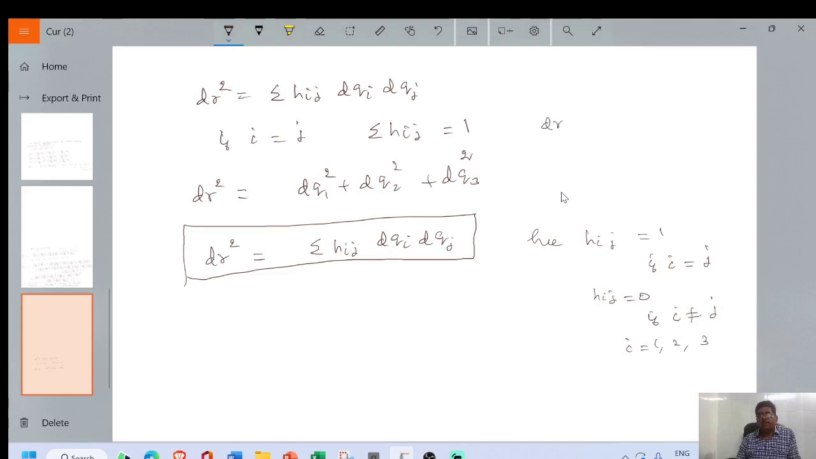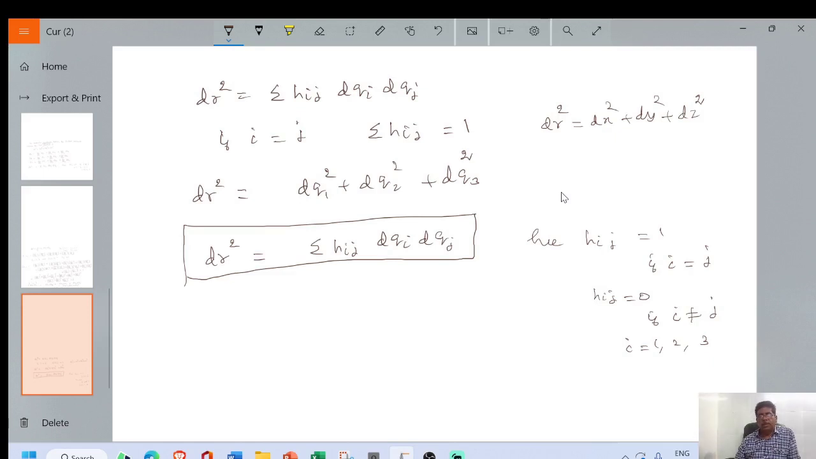Whereas in the case of Cartesian coordinates, dr square is equal to dx square plus dy square plus dz square. This is the smallest distance between the 2 points in Cartesian. This is the smallest distance between the 2 points in terms of curvilinear. Here x, y and z are replaced by q1, q2 and q3. Therefore, this is the necessary condition for making the transformation from Cartesian to curvilinear.